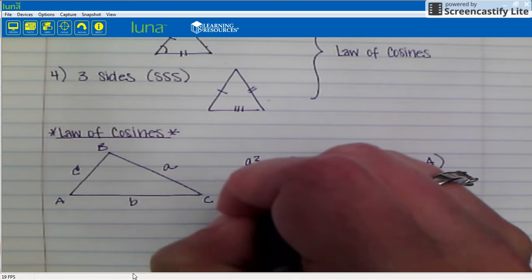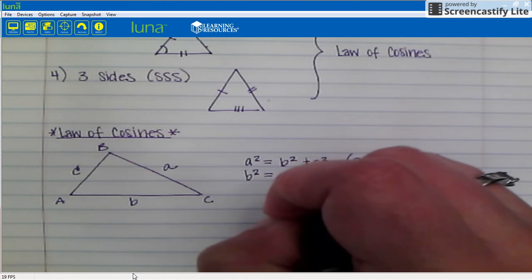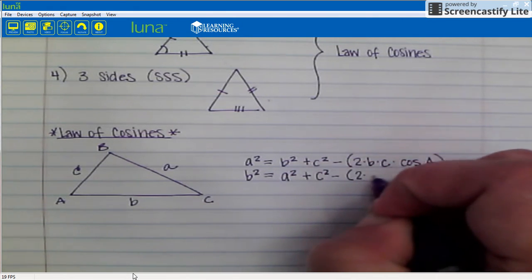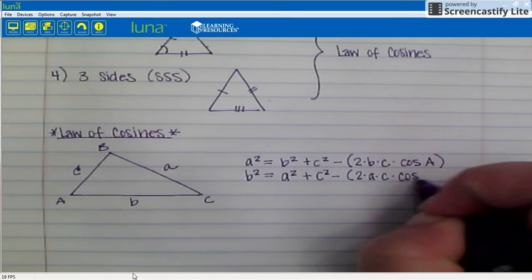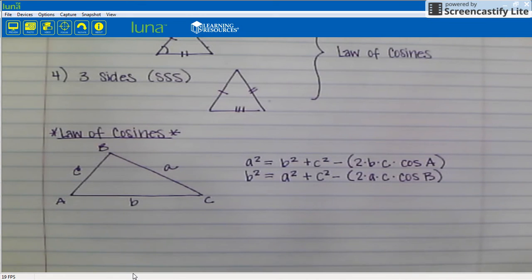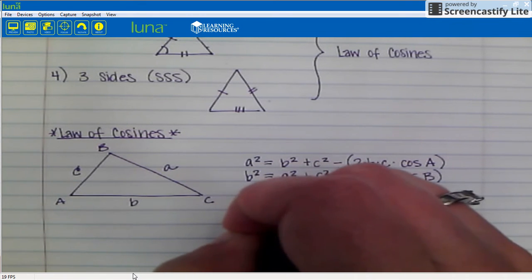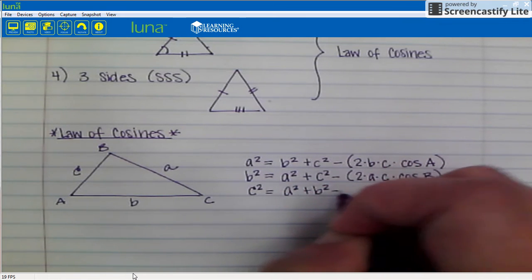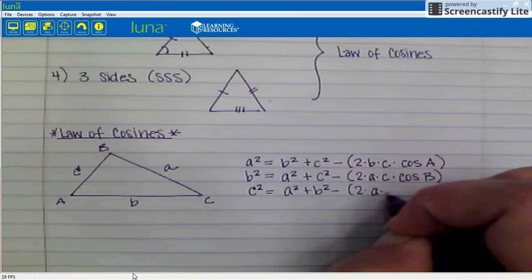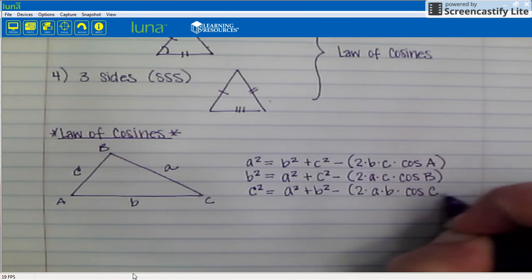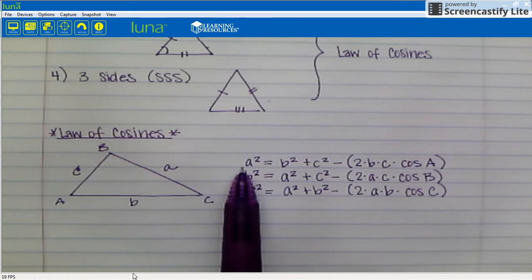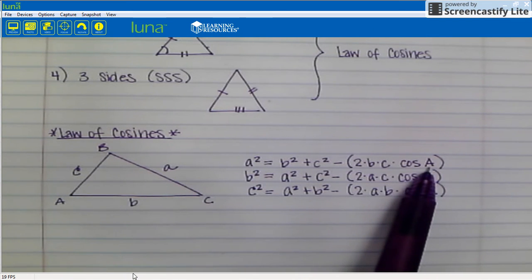In addition to that, we know that b squared is equal to a squared plus c squared minus 2 times a times c times the cosine of B. And c squared is equal to a squared plus b squared minus 2 times a times b times the cosine of C. And the way you keep this straight is whichever side you're solving for here, that's the same angle that you put inside your cosine here.